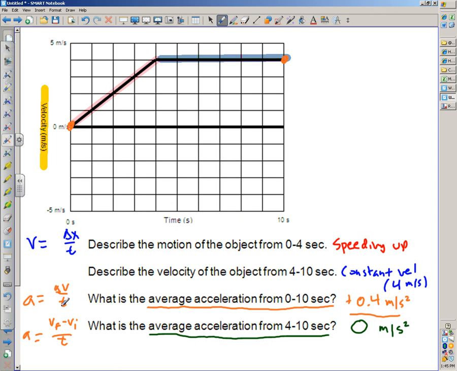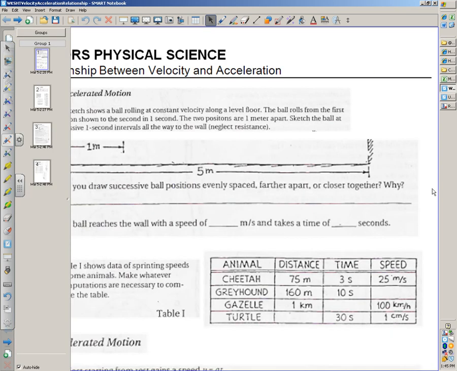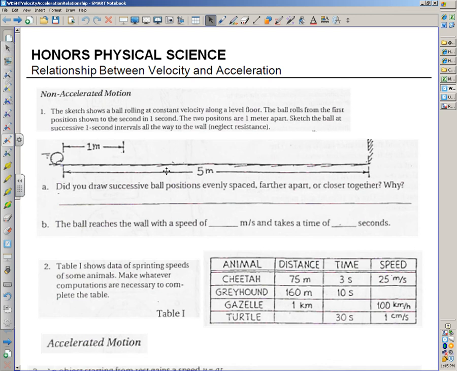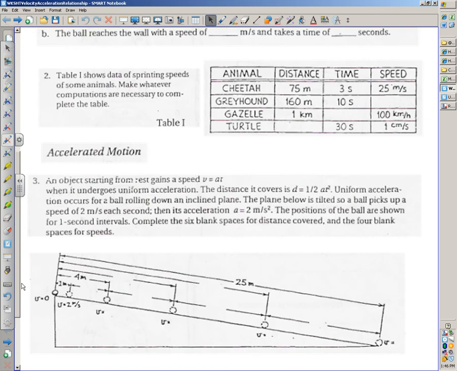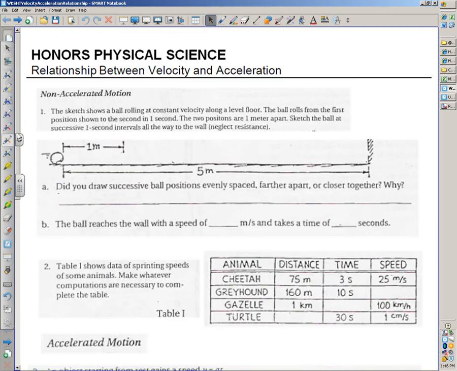Okay. Let's move on, and we are going to start on the problem set that I gave you today that has the pictures of the ramps on them. There's one side that has 1 or 2 ramps down at the bottom. We're going to start on that sheet. It says relationship between velocity and acceleration. Both of them say that, but we're going to start on the one that has the ramps on it.